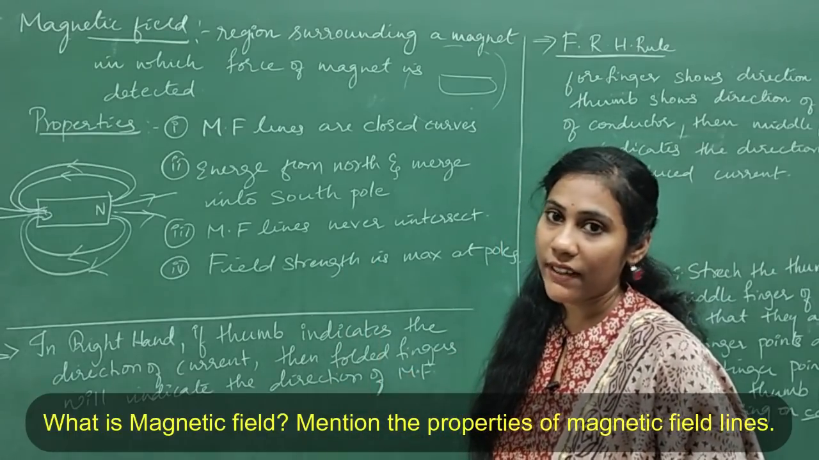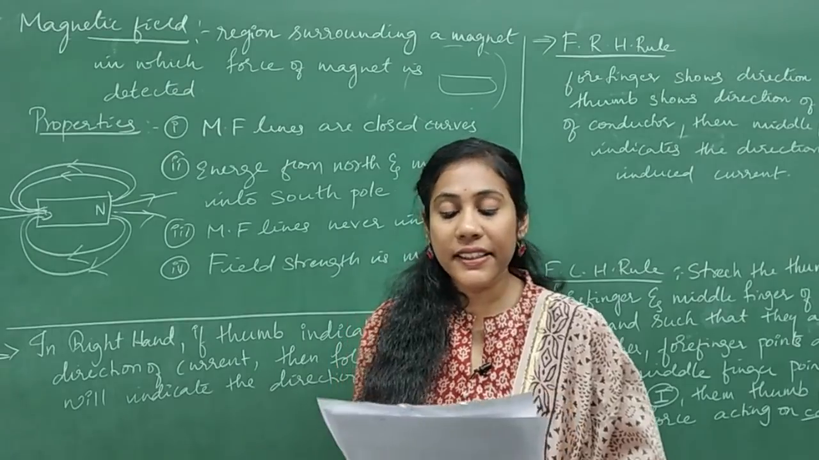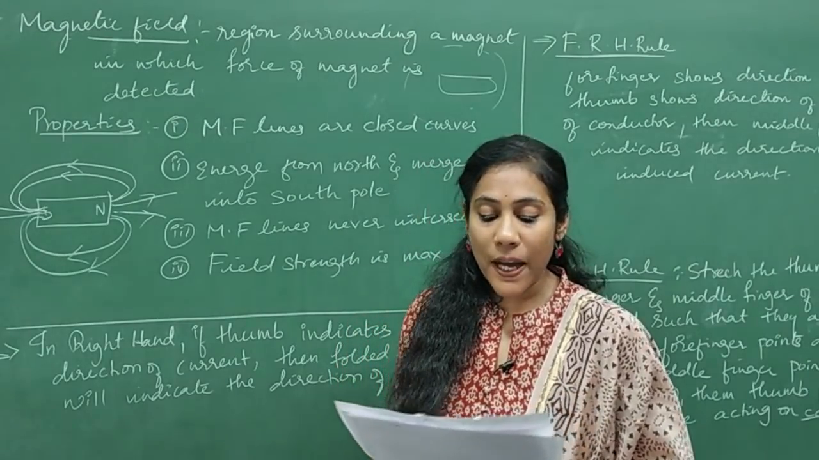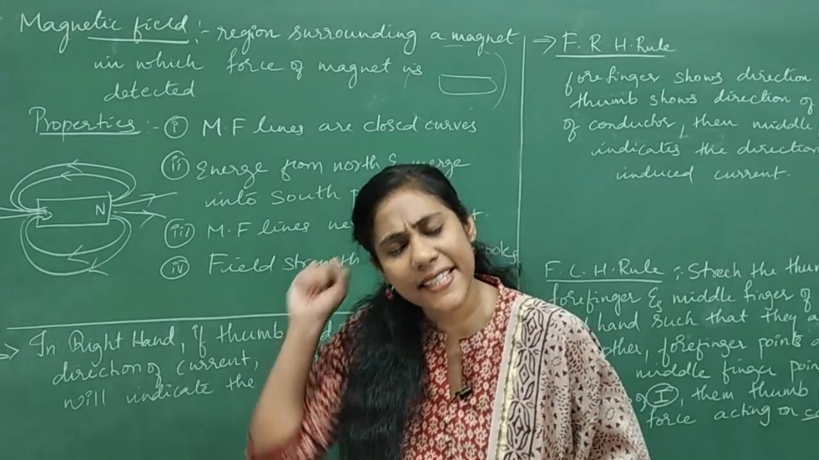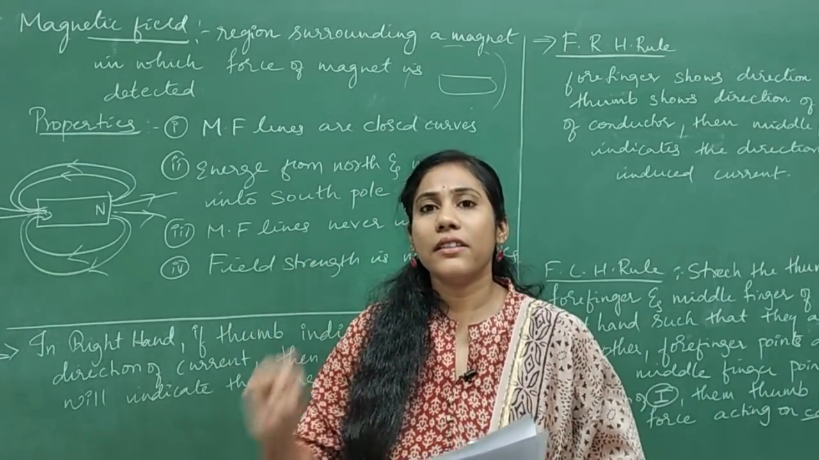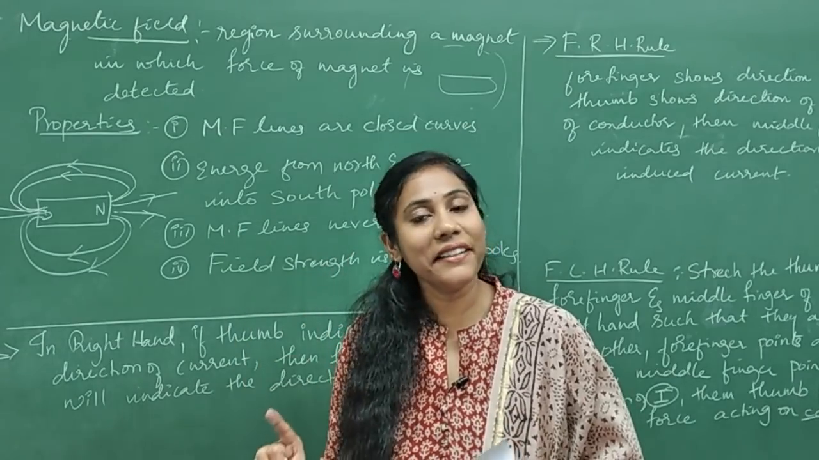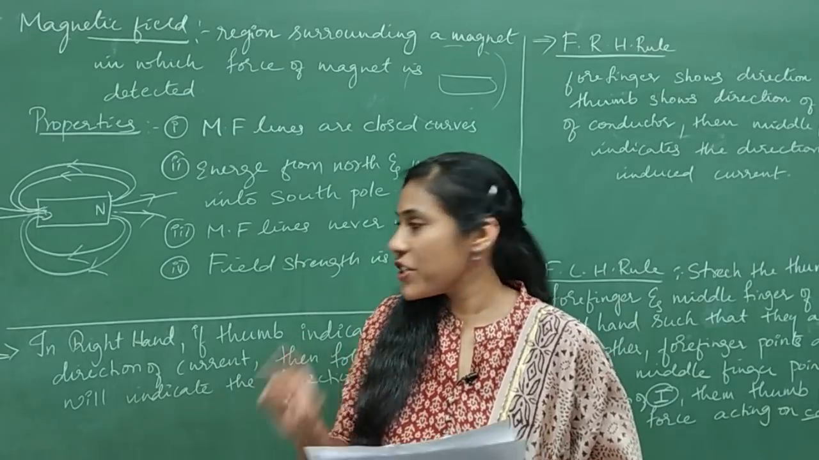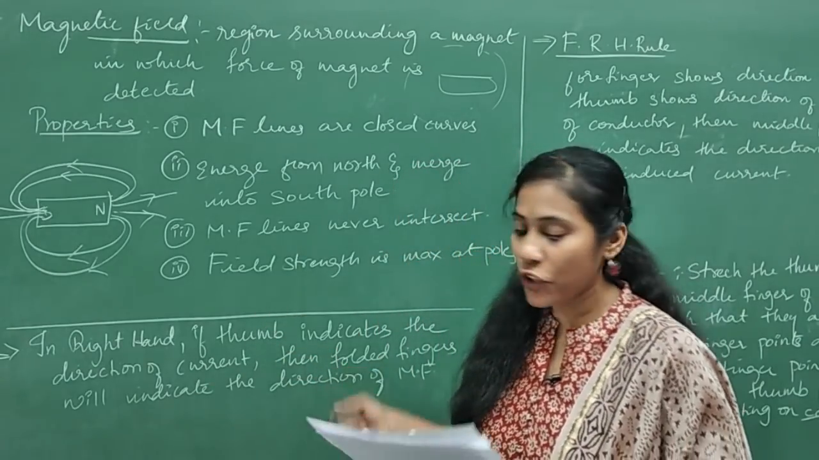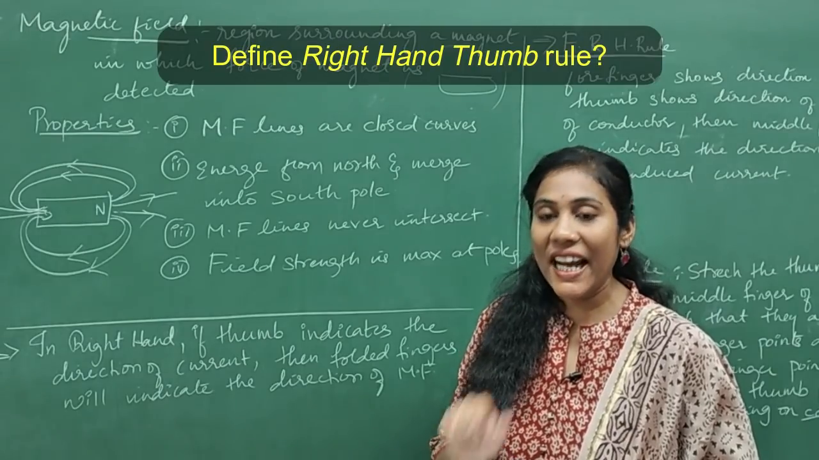Very, very important question. And coming to the three definitions, I am discussing the three definitions here. From these definitions, at least one definition you will compulsorily observe in the 2021 board paper, right? This is my 100% prediction. So listen to the definitions carefully. I have written on a board also. You can copy down. First one, define right hand thumb rule.